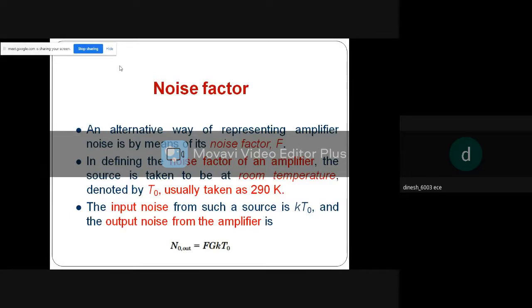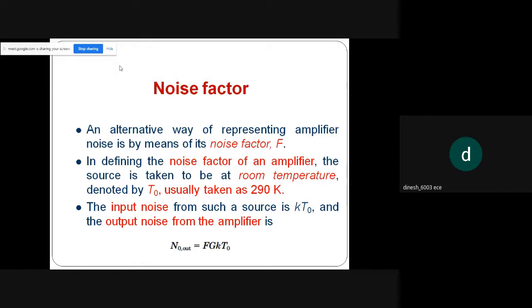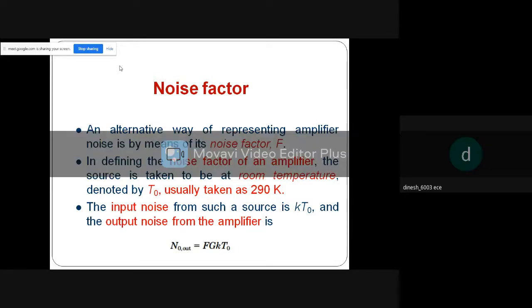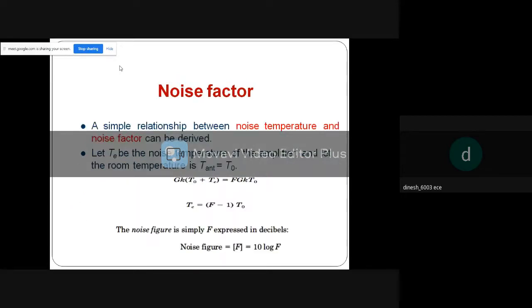So the noise input from such a source is K T naught, and the output noise from the amplifier is F G K T naught. F is the noise factor, G is the gain, K is the Boltzmann constant, T naught is the room temperature. So a simple relationship between the noise temperature and noise factor can be derived.